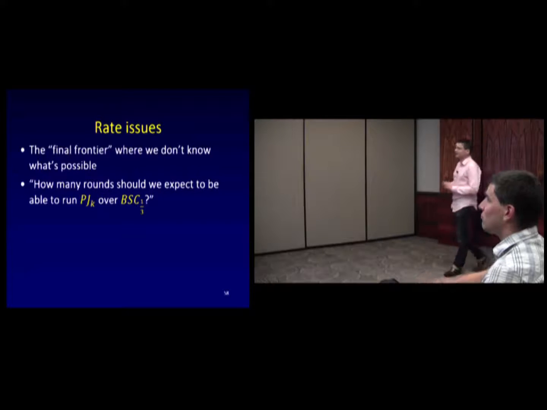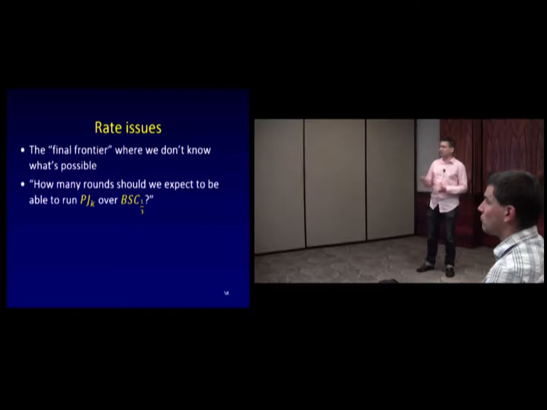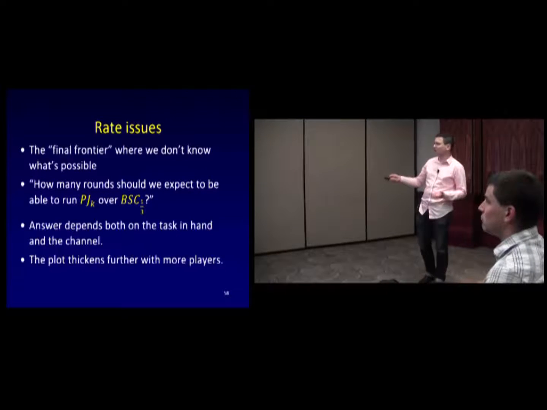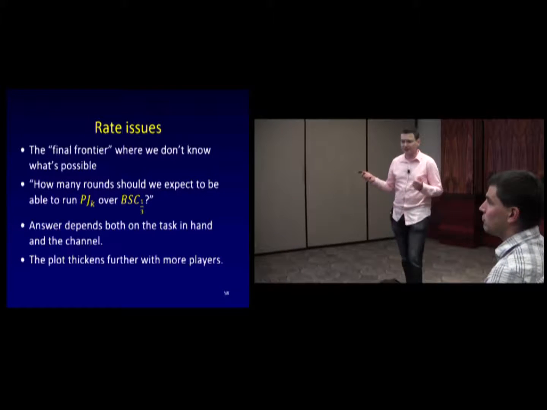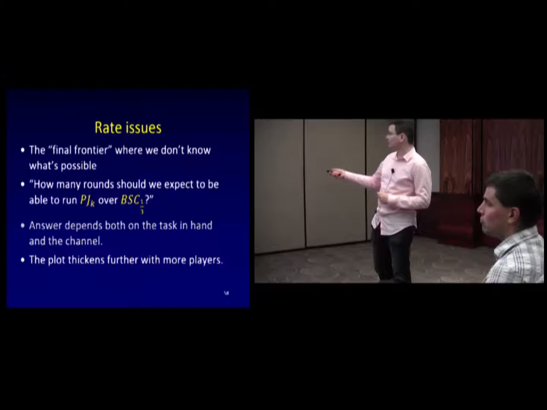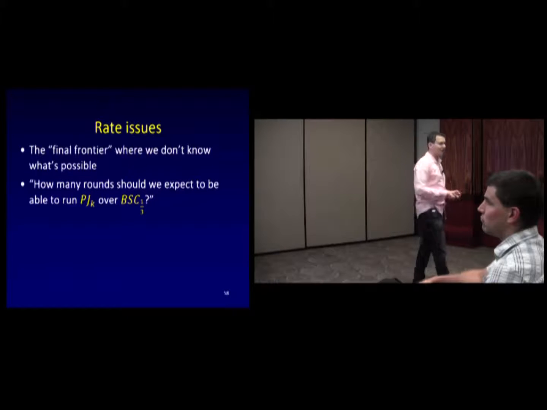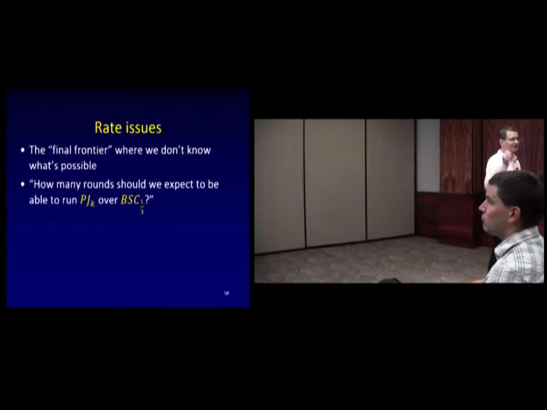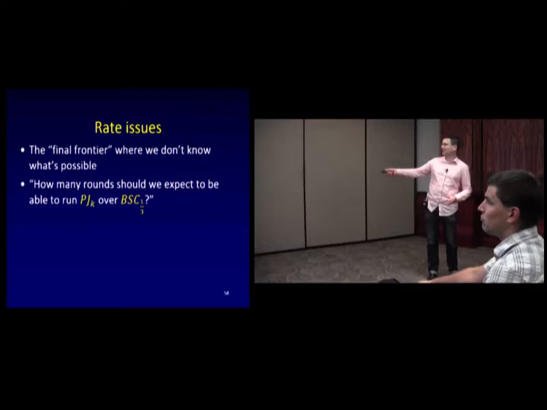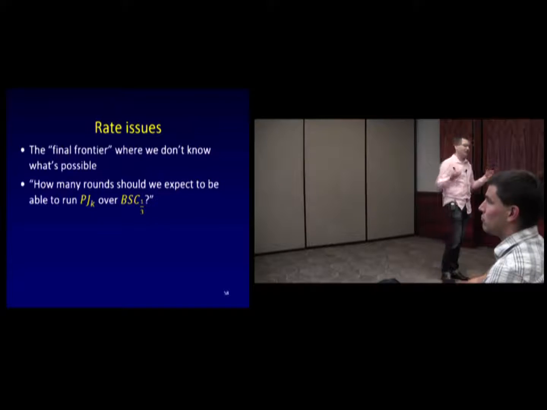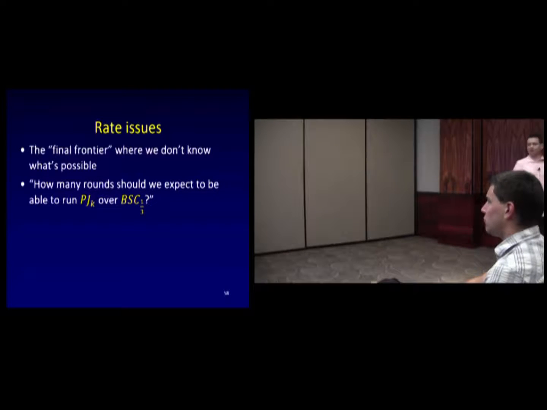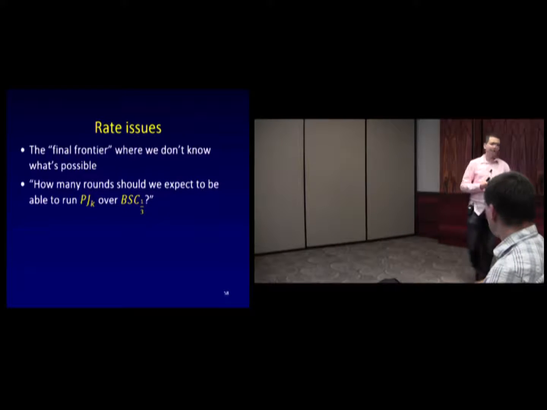Rates, on the other hand, is completely open. So for example, this question looks completely inaccessible, even though it looks completely innocuous. I give you a binary symmetric channel with error 1/3, and you want to solve pointer jumping. How many rounds? The answer is some constant times k, a constant between 1 and 2. Finding it, or even a way to reason about it, seems to be difficult with current techniques.